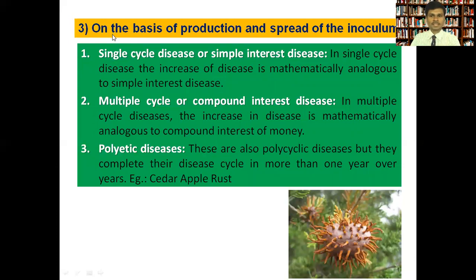Then plant diseases are classified on the basis of production and spread of the inoculum. In this, single cycle disease or simple interest disease: in a single cycle disease, the increase of the disease is mathematically analogous to simple interest. Then multiple cycle or compound interest disease: in a multiple cycle disease, the increase in disease is mathematically analogous to compound interest of money. Then polyetic disease. These are also polycyclic diseases, but they complete their disease cycle in more than one year, over the years. Example given here, cedar apple rust. This is a cedar apple rust disease.